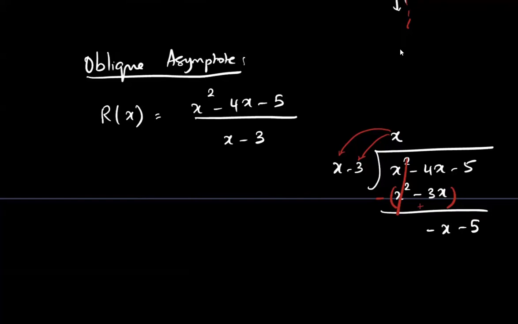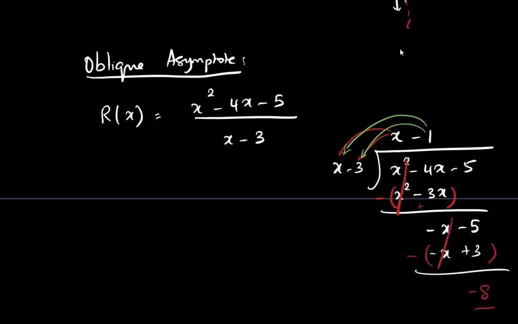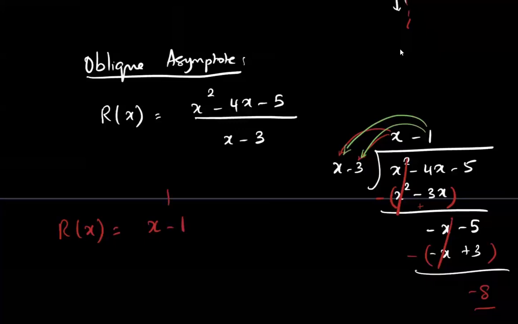Then x times negative 1 gives you negative x. So then distribute again, like so. Then you will end up with negative x plus 3. Subtract. It goes away. Negative 5 minus 3 is negative 8. So the same function rewritten will look like this. x minus 1 is your quotient, minus 8 is your remainder, over x minus 3 is your divisor. This is the remainder, this is the divisor.